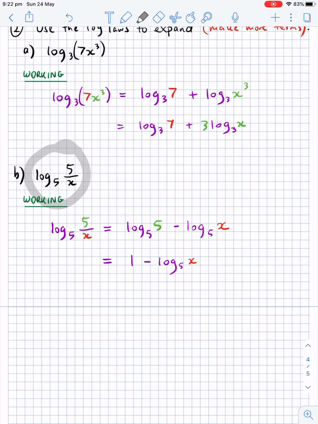This one here, we've got the log of something which is dividing, so we can split the 5 and the x up with a minus in between them and their own log each. Notice that the base of 5 has to stay put with each one. And log base 5 of 5, the same numbers, they're going to cancel out to make a 1. And this one here can't simplify, so that's just going to come straight down. So that is the expanded version of that.